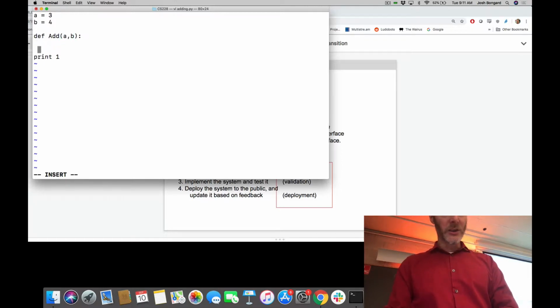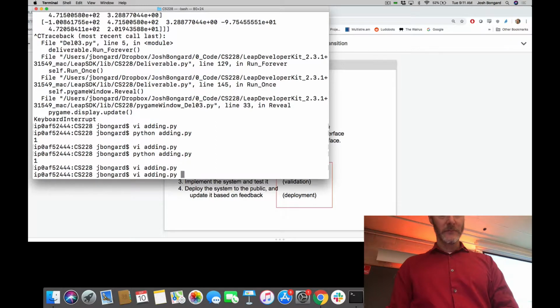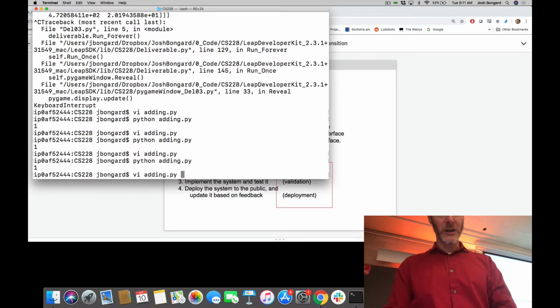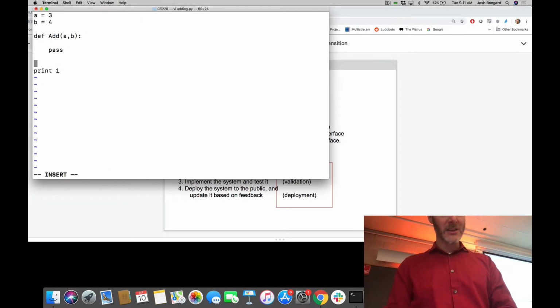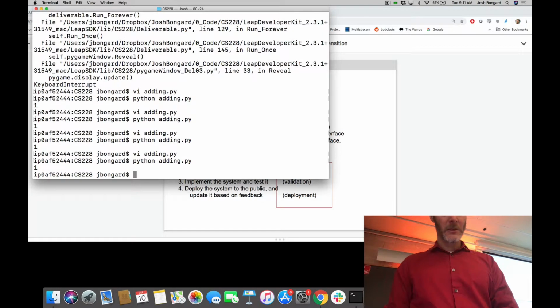I don't really know what's going to go inside this function yet, so I'll just put a pass statement. When I run my code now, what do you expect to see? Same thing. So far, so good. Reality is matching my expectations. I'm going to call this now. What do you expect to see? Okay. Looks good.